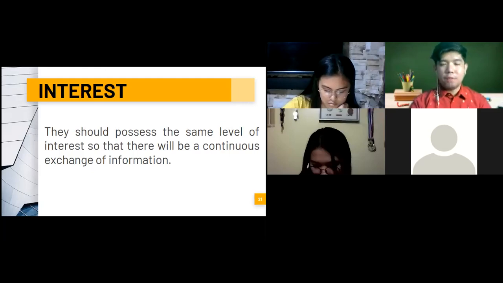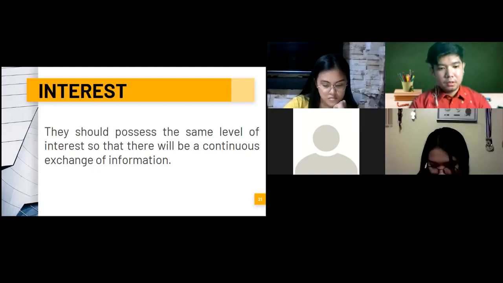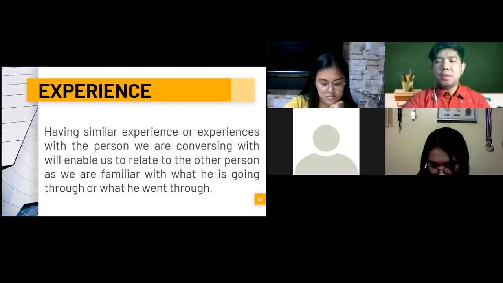One of the factors is, of course, if one party is not motivated enough to be engaged in the communication act further. So check if you are interested in the communication act, because if not, then do not engage in it at all. Why? Because you are just going to waste your time and energy. Okay, so next is experience.